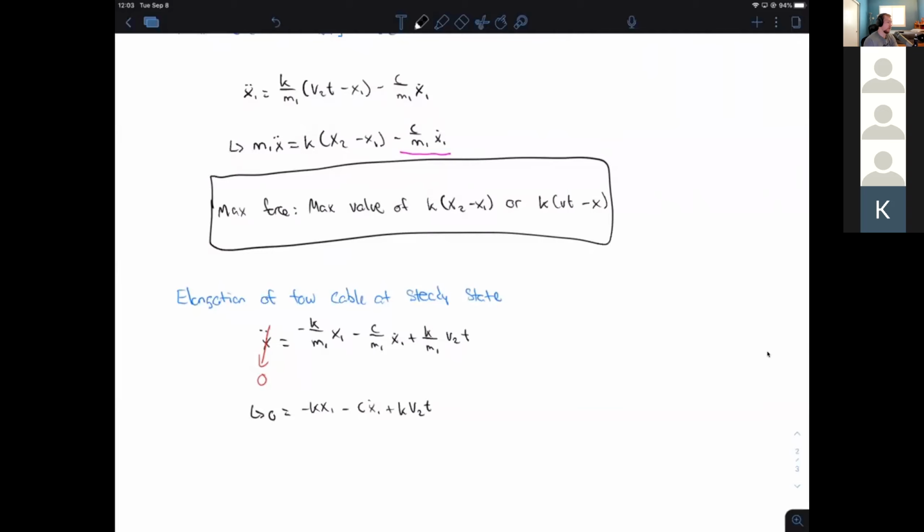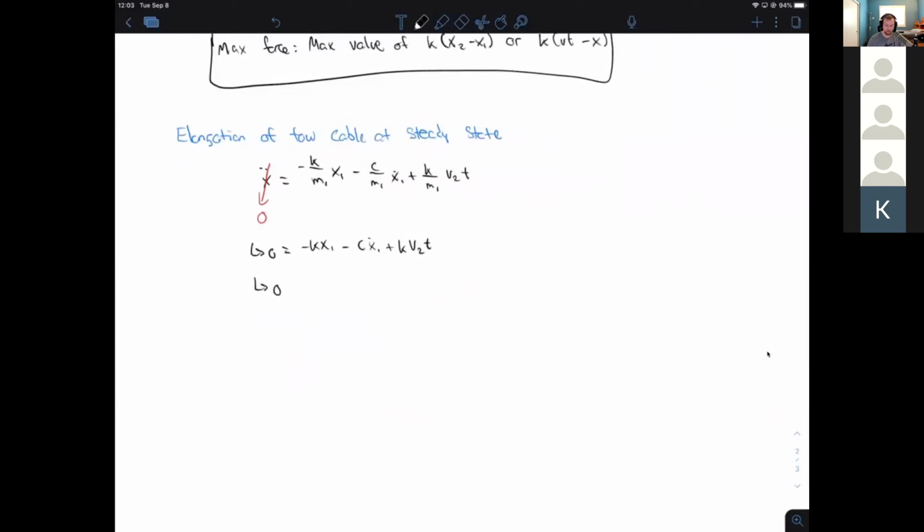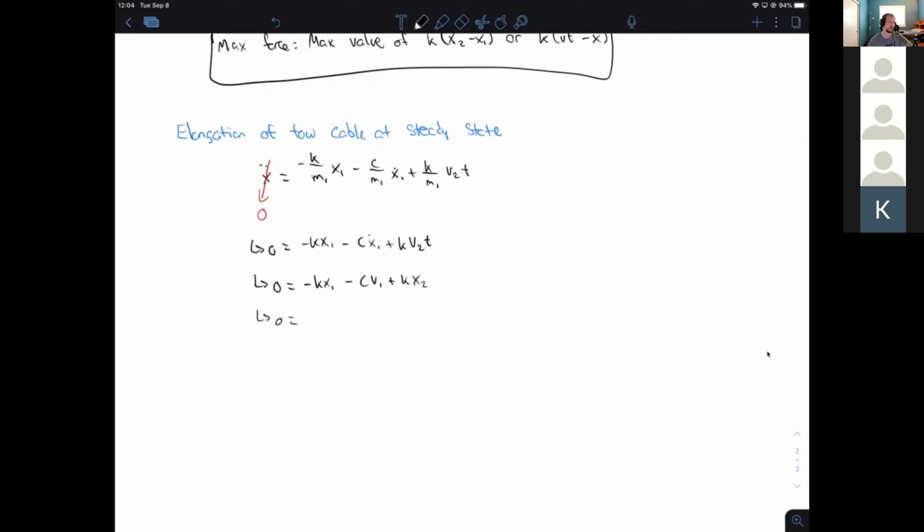And then we can rewrite this where x dot 1, we're just going to make that v1. So 0 equals minus k x1 minus c v1 plus k v2 times t. Or we can rewrite that where v2 times t is equal to x2. So I'm just going to erase that part, and we'll just put x2 right there. I like showing a lot of steps just so I can follow it a bit better once I look back on it and I'm writing my lab report personally. So that's why I have so many steps here.